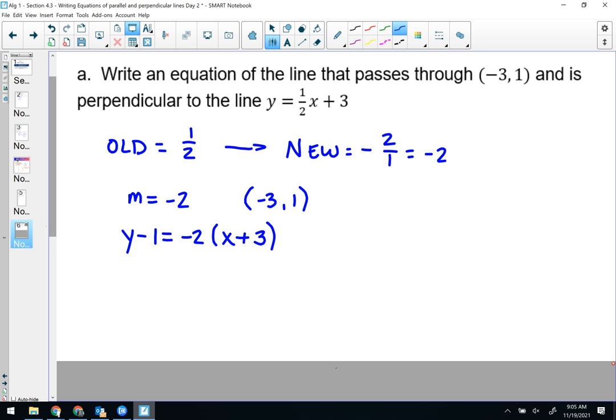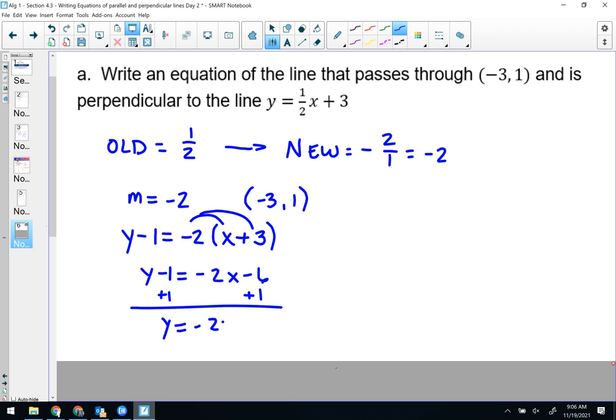So now let's distribute the -2. So y minus 1 is equal to -2x minus 6. So y is equal to -2x minus 5. That line is perpendicular to that line. That new line is perpendicular to the old one, and I know it runs through (-3, 1).